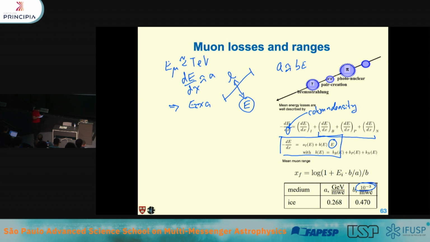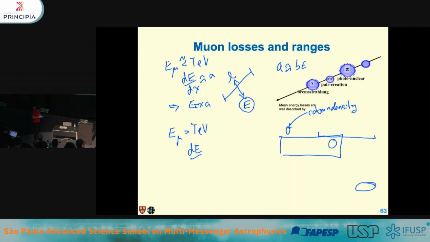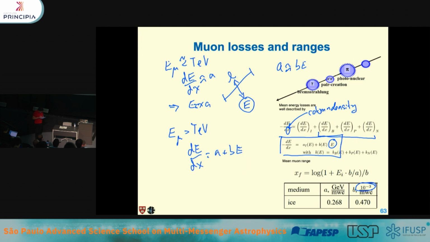However, when the muon energy is greater than a TeV, the energy loss looks now like this. And obviously, this no longer has a linear solution. The solution to this equation is this equation like that. So the muon energy and the length that it traverses are now logarithmically dependent.